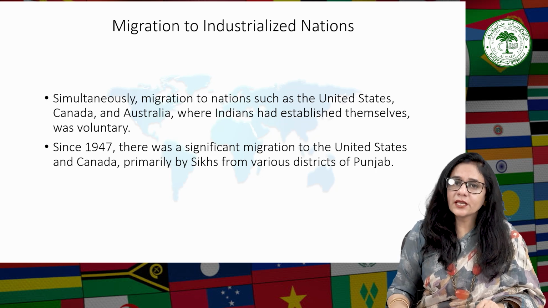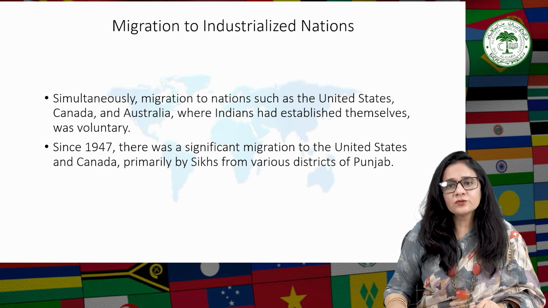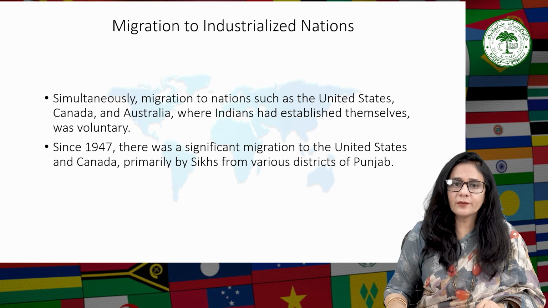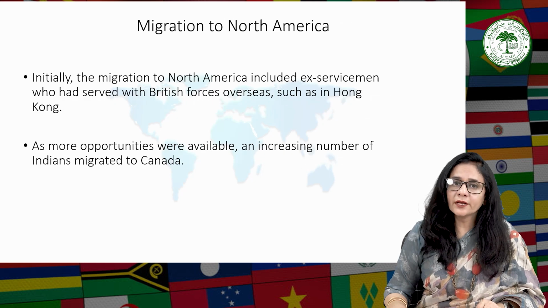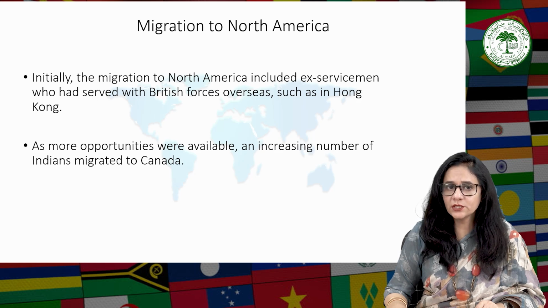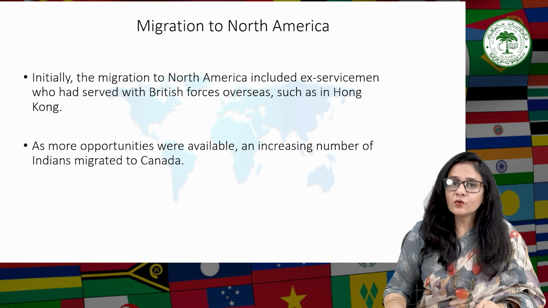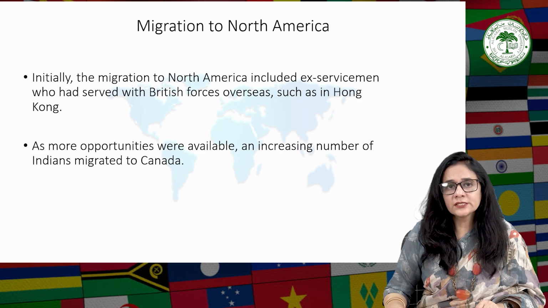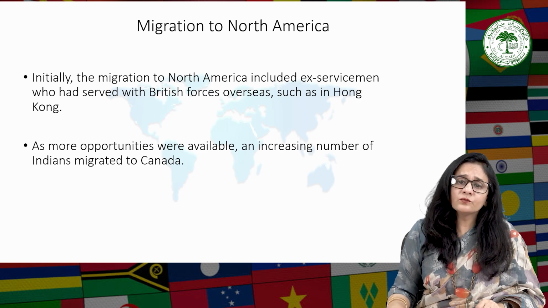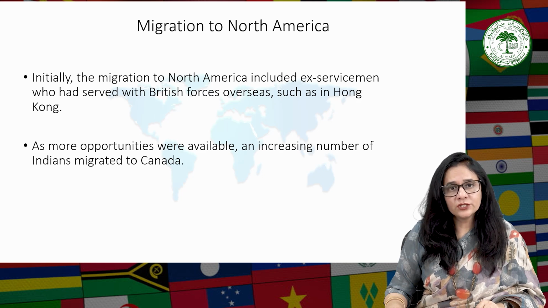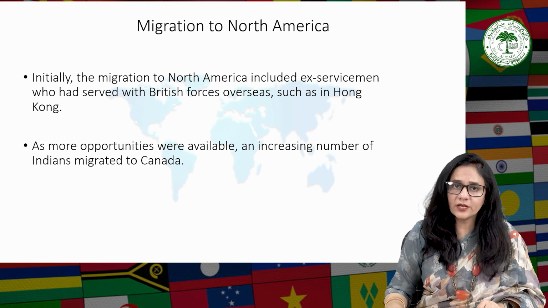Following Indian independence in 1947, there was a significant migration to the United States and Canada, primarily by Sikhs from various districts of Punjab. Initially, the migration to North America included ex-servicemen who had served with British forces overseas, such as in Hong Kong. As more opportunities were available, an increasing number of Indians migrated to Canada. They found work in railways, agriculture, dairying, and fruit packaging. As more Indians entered these industries, anti-Indian attitudes grew, prompting different regulations to curb the entry of Asians.